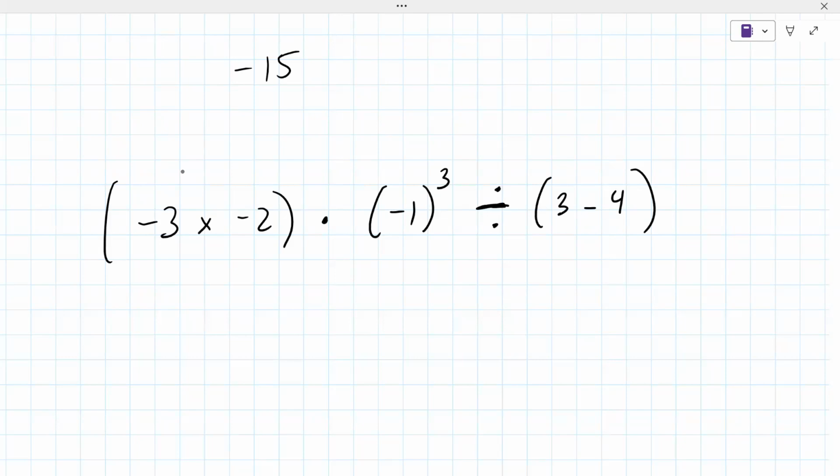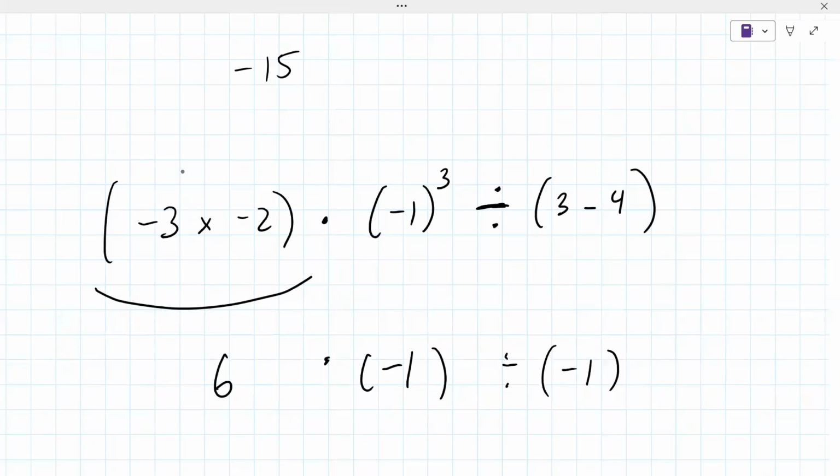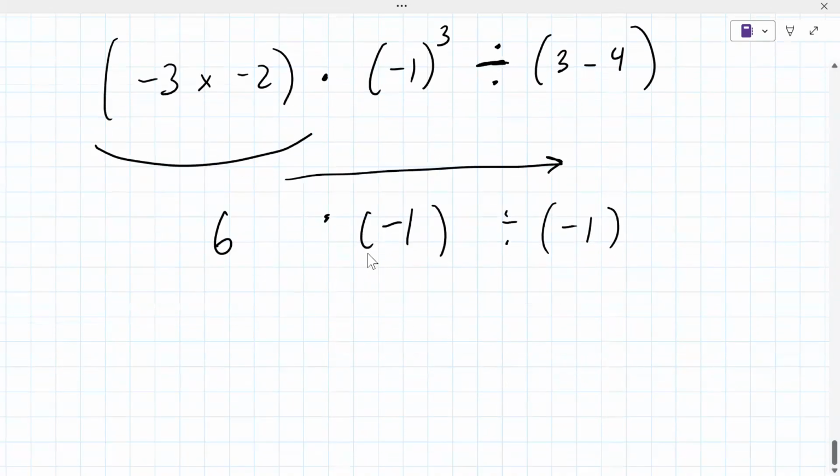Okay. So -3 times -2 is what? -3 times -2 is 6. Okay, what is -1 cubed? It's -1. Okay, and then you're dividing by -1. So which do you do first? Do you do multiplication or division? Well, you always go left to right. So what is 6 times -1? 6 times -1 is -6. Divided by -1 is 6. Okay, so 6.